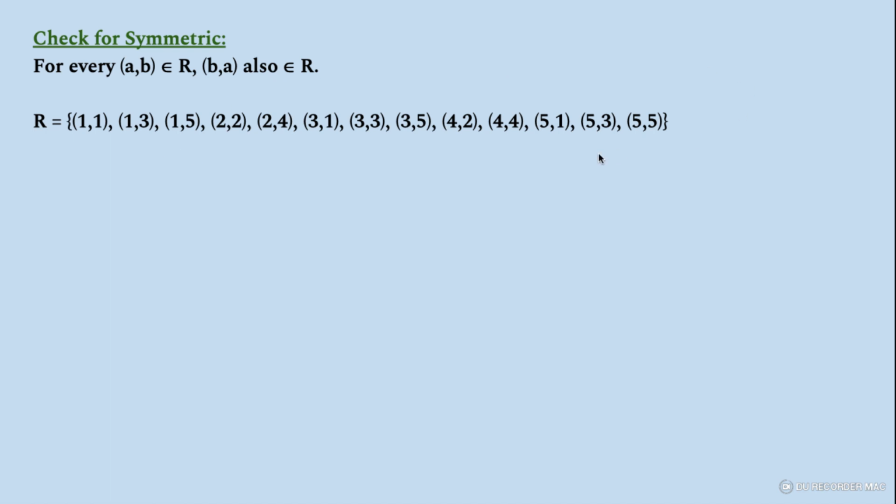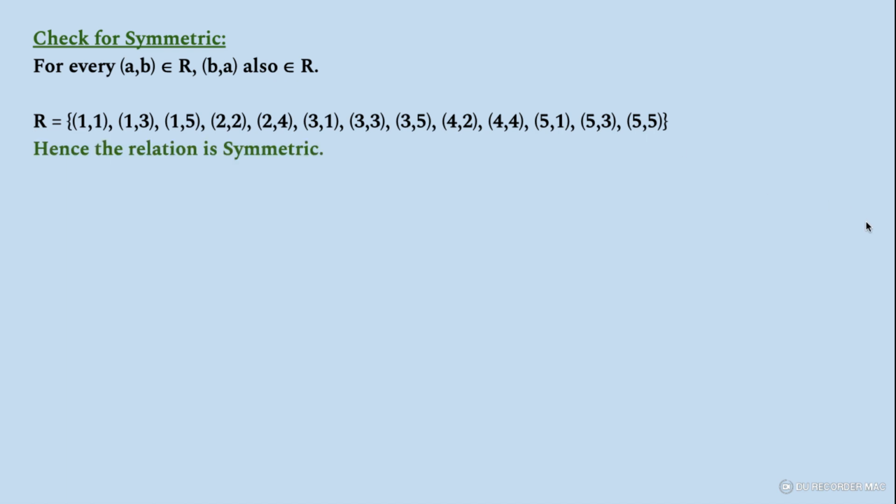So looking at this relation, can you check if (a, b) is in R and (b, a) is also in R? So (1, 1), you have (1, 1). (1, 3), (3, 1) is there. Okay, (a, b), (b, a). (1, 5), you have (5, 1). (2, 2) and (2, 2) is the same. Okay, then (2, 4), you have (4, 2). (3, 1), you have (1, 3). (3, 5), (5, 3). (4, 2), (2, 4). (4, 4) and (4, 4) are the same. So (5, 1), (1, 5), (5, 3), (3, 5), (5, 5) and (5, 5) are the same. So we can see that for every (a, b) belonging to R, (b, a) also belongs to R. So this relation is going to be symmetric.